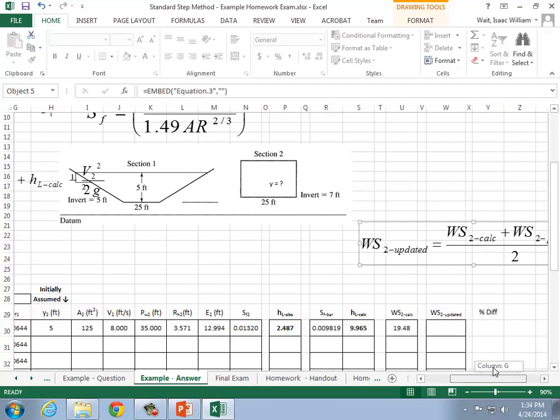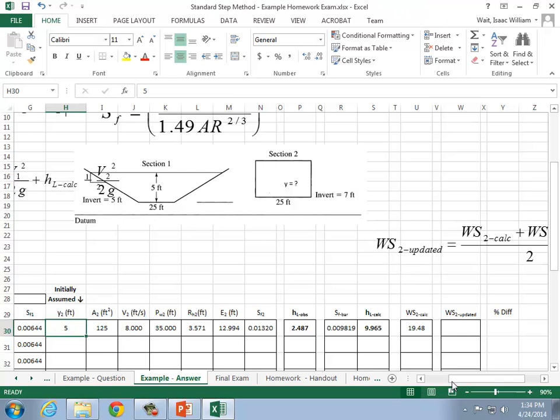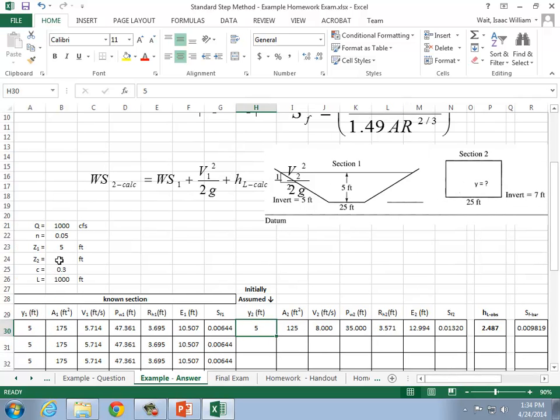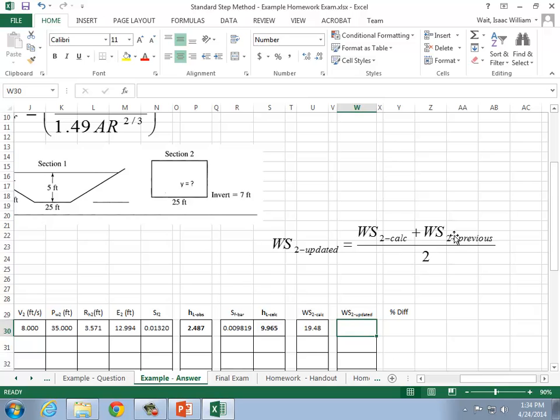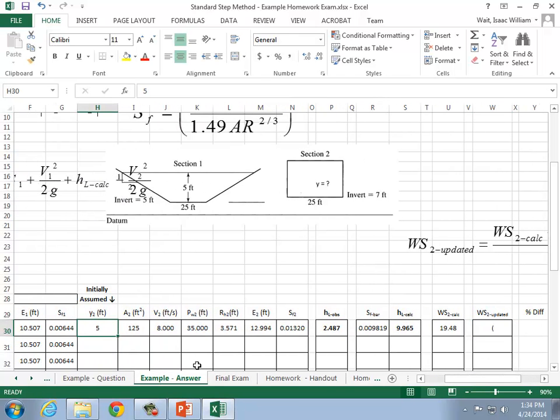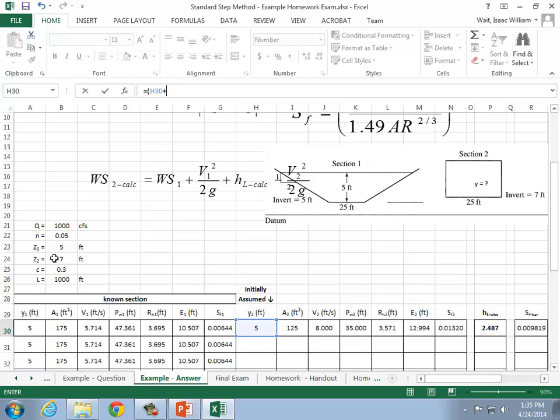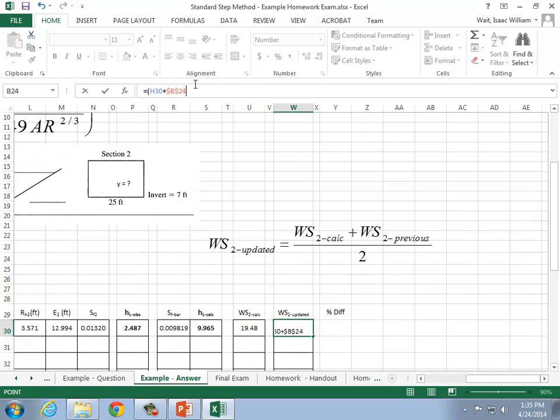So our first estimate of the water surface at 2 was that it was going to be 7 plus the 5 depth. So our previous calculation, WS previous, is our first guess of 5 feet deep equals, okay, it was the depth of 5 plus this initial guess of the known Z2 of 7. That is WS previous. And then I also want to add water surface calculated, and then divide that by 2.